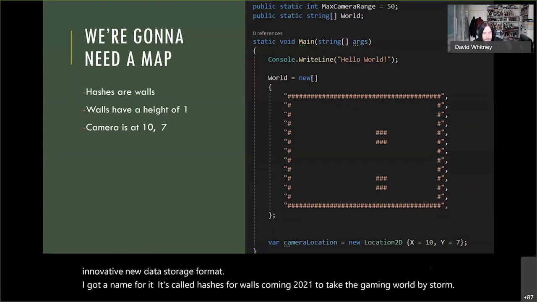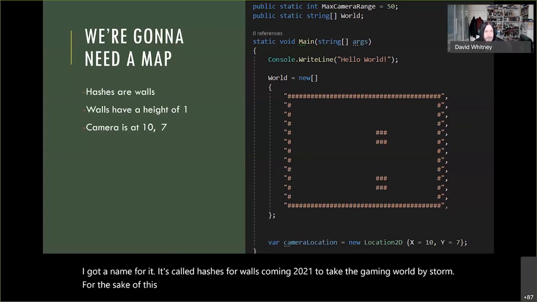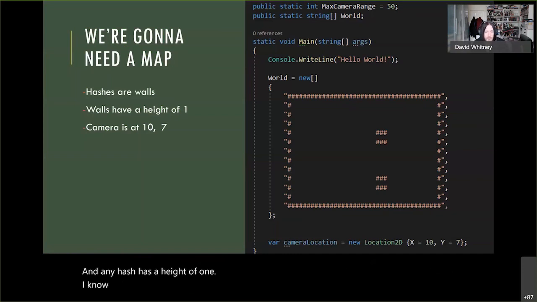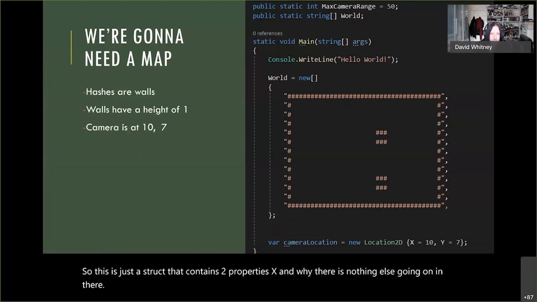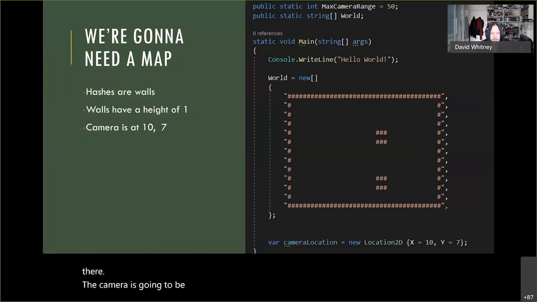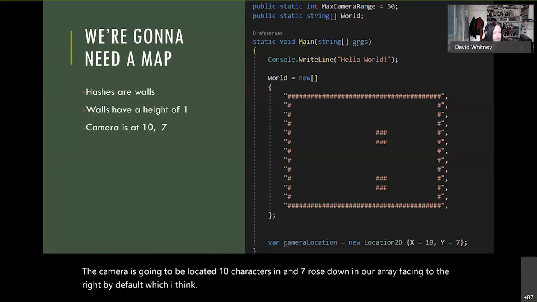For the sake of this example, any space, literally any space character, has a height of 0. And any hash has a height of 1. I know, innovative. We're also setting up a camera location as a Location2D type. So this is just a struct that contains 2 properties, X and Y. There is nothing else going on in there. The camera is going to be located 10 characters in and 7 rows down in our array, facing to the right by default, which I think puts it about here.